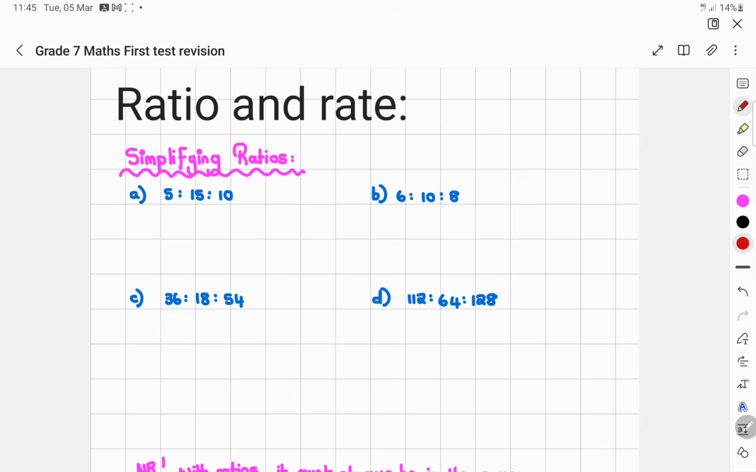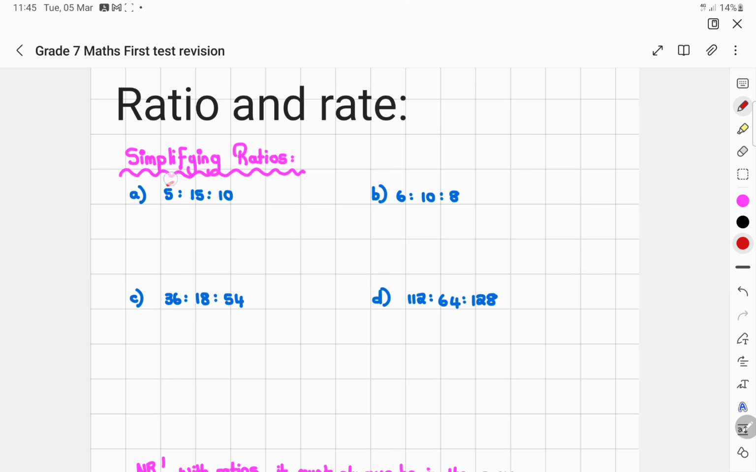Okay, let's quickly look at the last topic that we're going to address in this video, which is ratio and rate. So when they say to you simplify the following ratios, you want to divide with a number that is divisible with all three of those. I've given you 3 ratio parts because 2 is sometimes too easy, so I thought, let me write down 3 numbers.